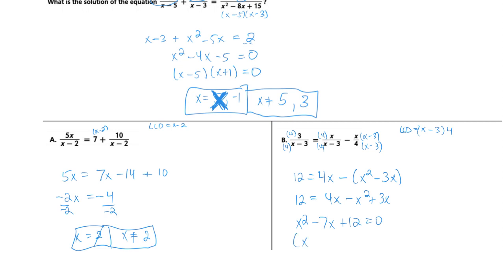And then we factor them. So we get x minus 6. Oh, wait, no. That wouldn't work. We get x minus 4 times x minus 3 equal to 0. So x is equal to positive 4, positive 3. And our extraneous solution would be positive 3, because of x minus 3.